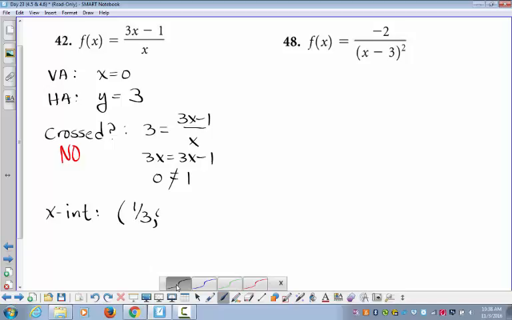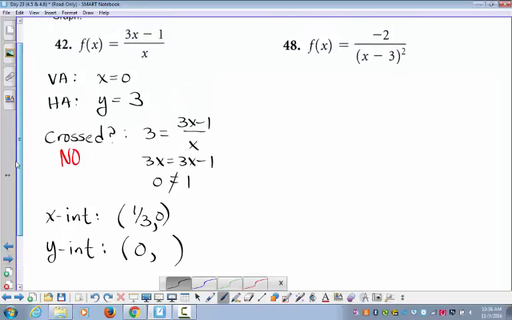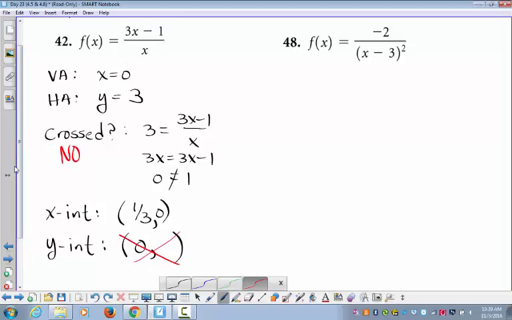So the x-intercept is an ordered pair. It's a point. We should write it as 1/3 comma 0. It's an ordered pair, that intercept. It's a point. And then we go for the y-intercept. For the y-intercept, we're plugging in x equals 0 to the function. Oops, can't plug in x equals 0. It's a vertical asymptote. So this tells us that there's no y-intercept. Right? Because when we plug in x equals 0, it's undefined. We have a VA there. And VAs are never crossed. So no y-intercept.